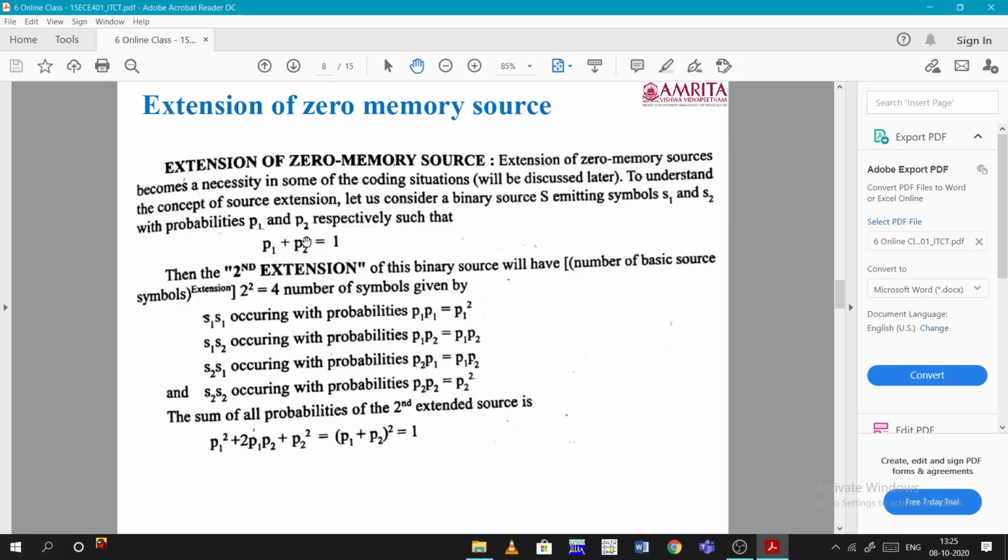For example, let us take two symbols with the probabilities p1 and p2, and their sum will be 1. Then the second extension of this source, so second extension means pairs of symbols, third extension means 3 symbols, like that. Here we get s1 s1, s1 s2, s2 s1, s2 s2, and we know that both the events are independent, so we can multiply the probabilities: p1 square, p1 p2, p1 p2, p2 square, and all this sums up to 1. This is like (a plus b) whole square, so (p1 plus p2) whole square is equal to 1, the same thing.